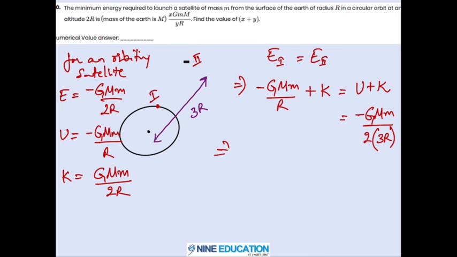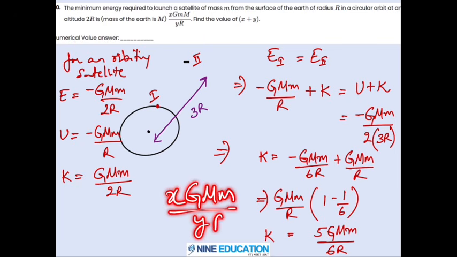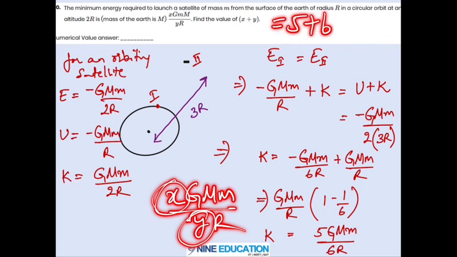Solving this, you will get K is equal to minus GMm by 6R plus GMm by R. Take GMm by R common, 1 minus 1 by 6, so this is 5 by 6. 5GMm by 6R. This is the kinetic energy, or the minimum energy required. Compare this with whatever is given in the question. What is given in the question? xGMm by yR. So x is 5, y is 6. So x plus y is 5 plus 6, which is 11.